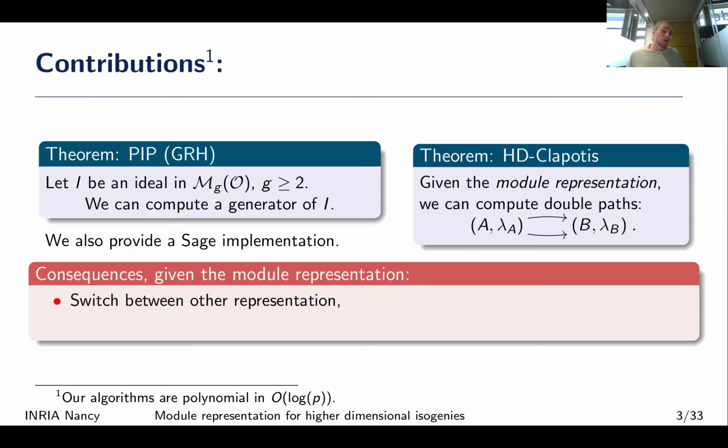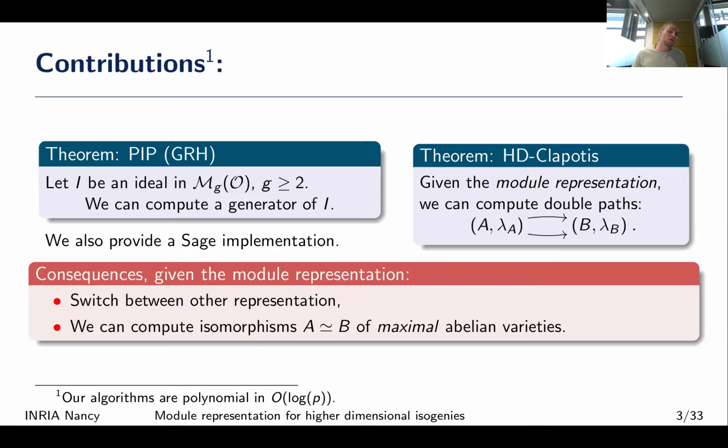Another result that I wanted to highlight today is the fact that thanks to the module representation, we are now able to compute isomorphisms between any kind of maximal abelian varieties of the same dimension. So at some point in this talk, in a very technical slide, I'm going to explain how we managed to do something like this.